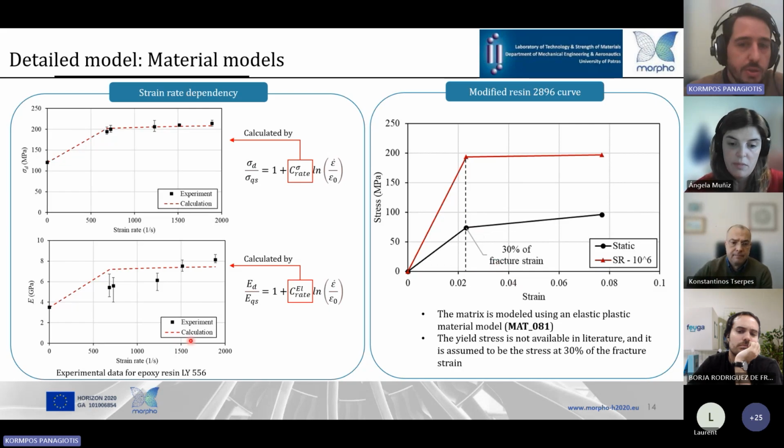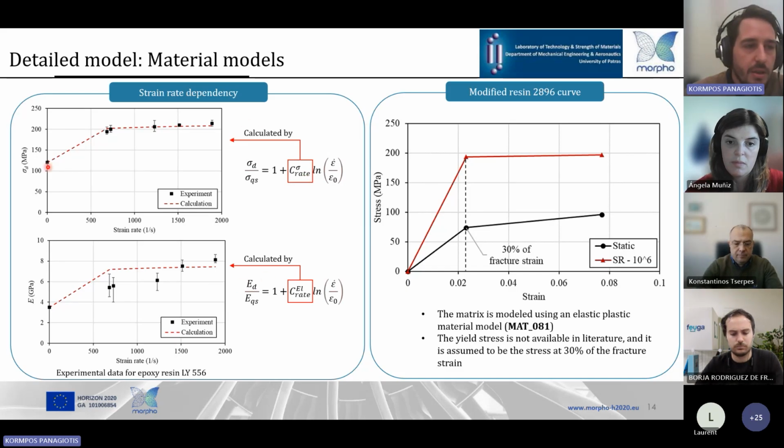And due to the high strain rate of the laser shock loading, material properties have to be modified accordingly, and this is done by the same logarithmic law that is applied to the fiber bundles. Strain rate data for the matrix material are not available in literature, and for the calculation of the strain rate dependent coefficients, data for a similar epoxy was used, and the fitting can be seen here. And this is the final curve that is used for the simulation.